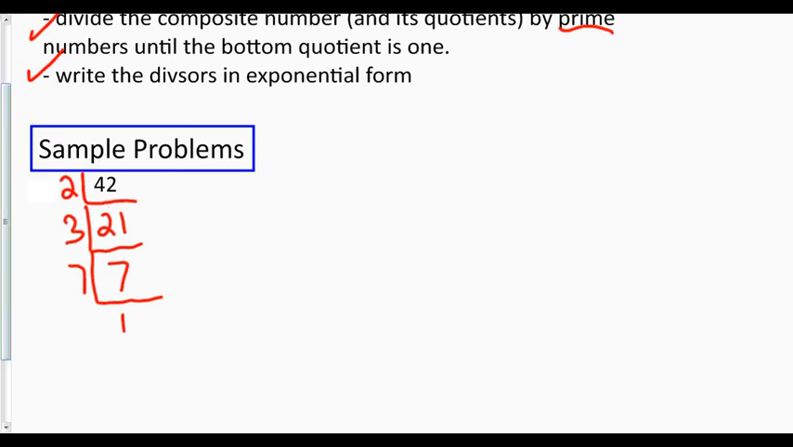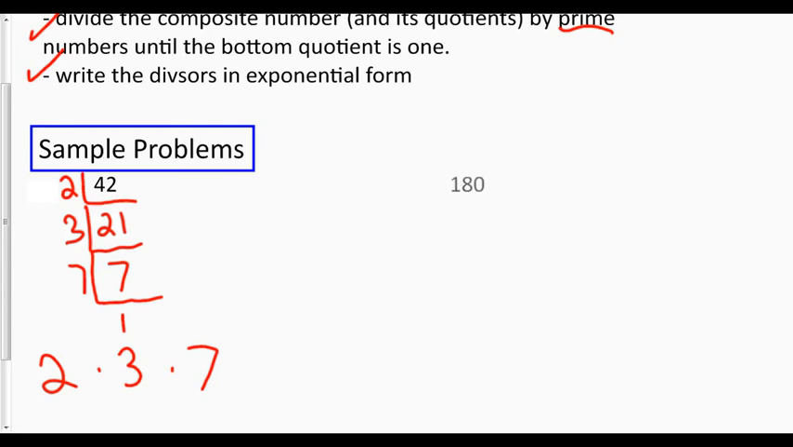It's called the ladder method because it looks like we're forming a ladder here. And I want to write my divisors in exponential form. So 2 times 3 times 7. No exponents needed because no factors repeated. But I can always check this. 2 times 3 is 6. 6 times 7 is 42. I get back to my original number.